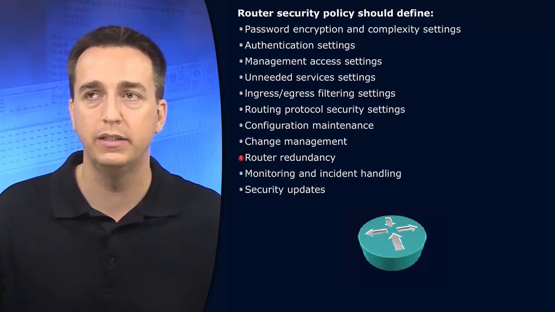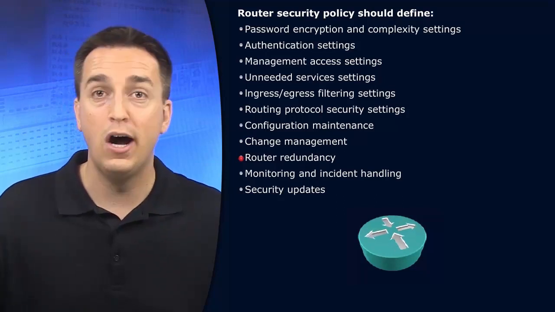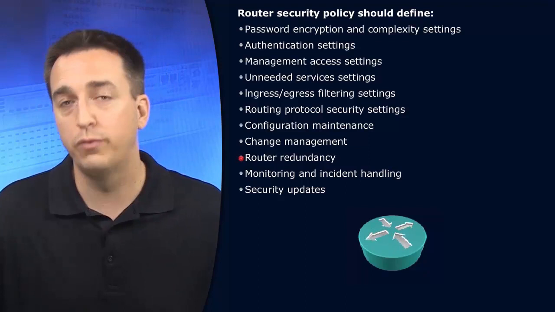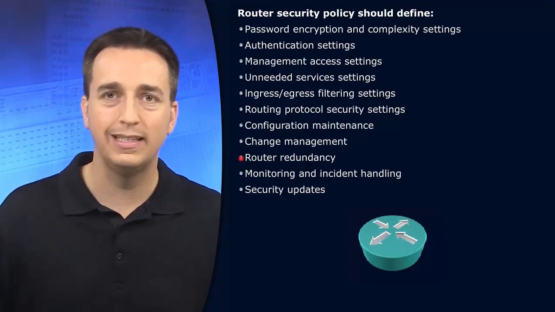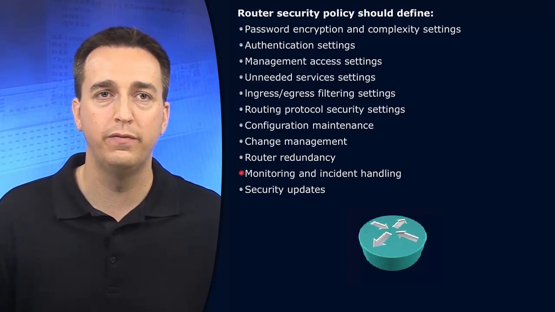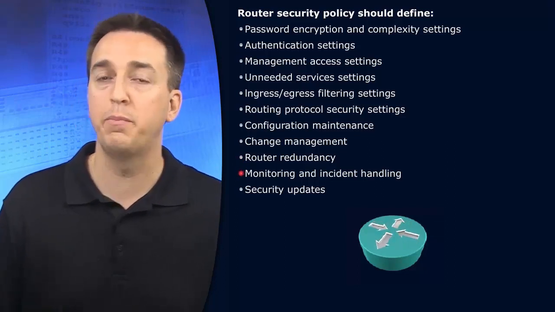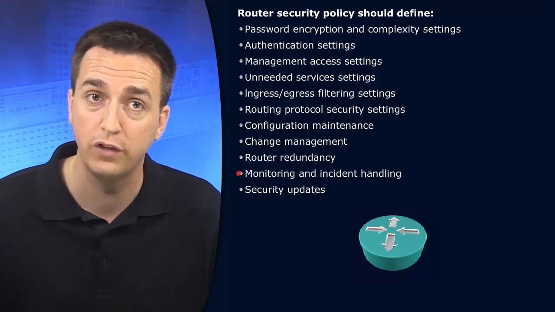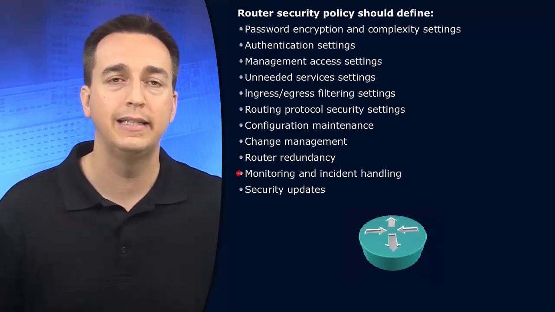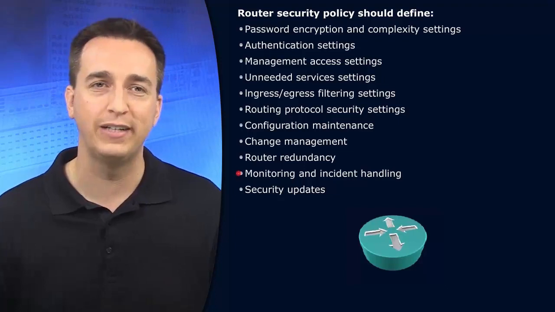When it comes to router redundancy, what are the routers that are redundantly configured in this case? How is that redundancy configured? Is it hot, always on, active, or is one router a standby? It's important to have all of those policies listed out in advance. When it comes to monitoring, what type of protocols are going to be used to monitor? Are you going to use SNMP to monitor? Are you allowed to use NetFlow? And if there is an incident that occurs, how are you going to handle that particular incident?